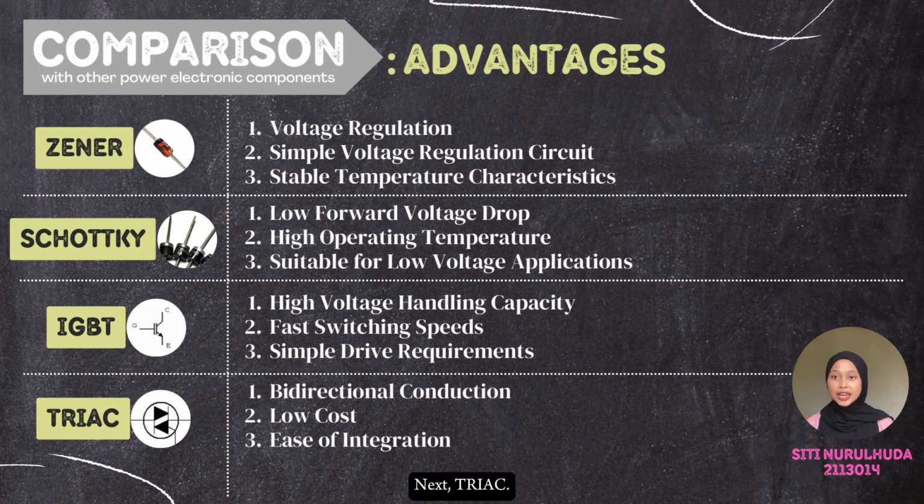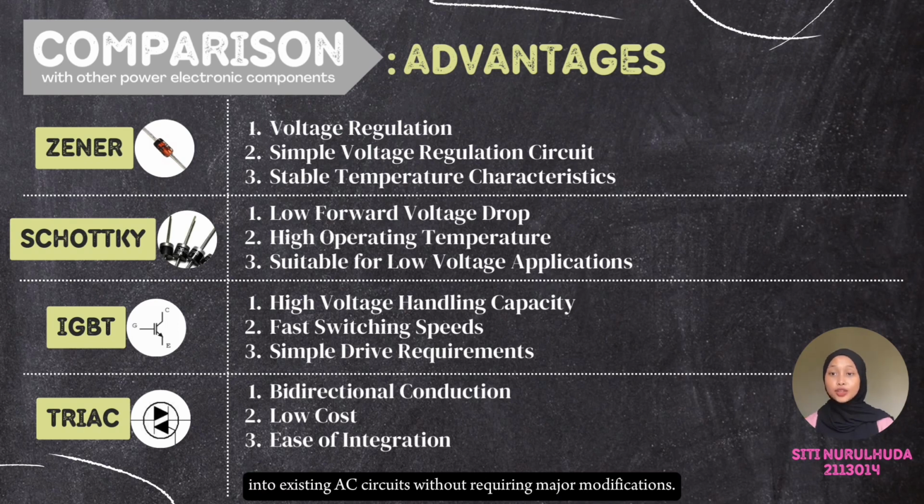Next, triac. The first advantage of triac is bidirectional conduction. Triacs can conduct current in both directions, regardless of the polarity of the alternating current. Second, low cost. Triacs are often cost-effective components. Third, ease of integration. Triacs can be easily integrated into existing AC circuits without requiring major modification.